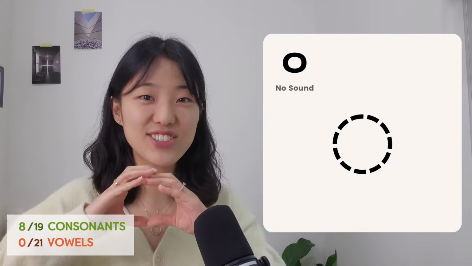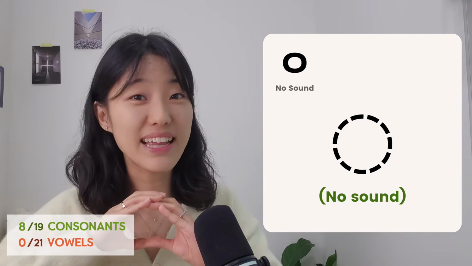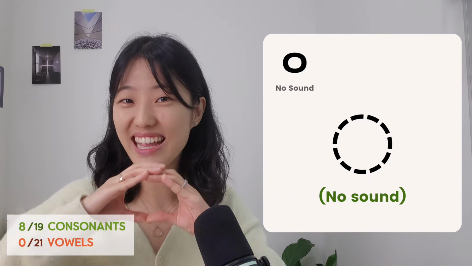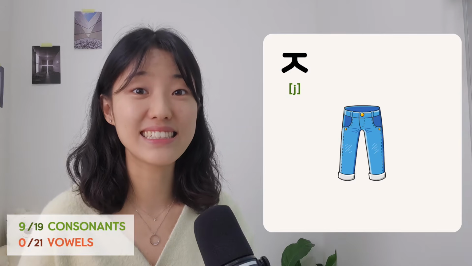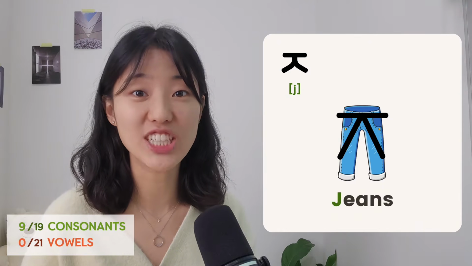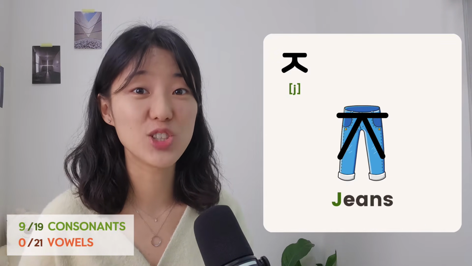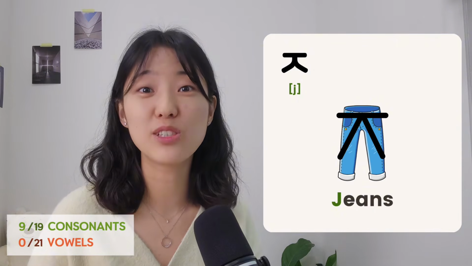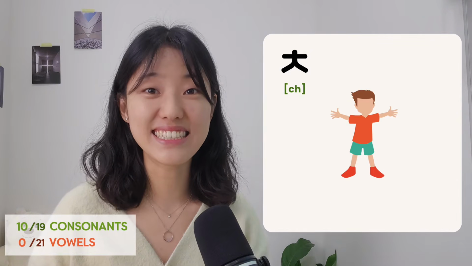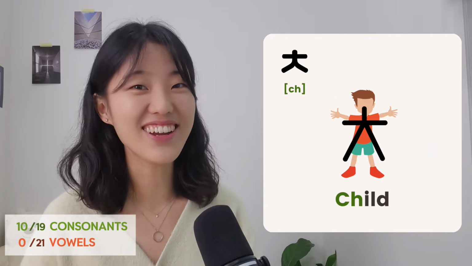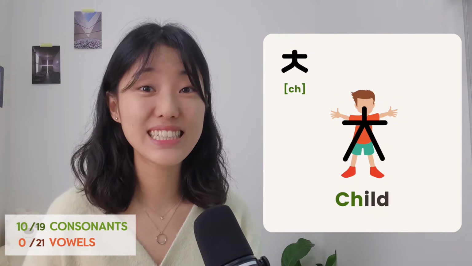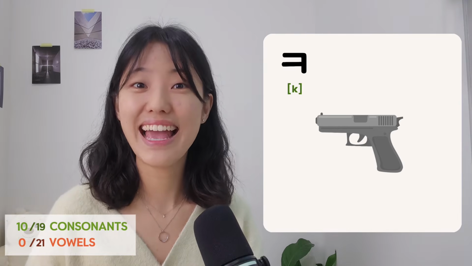This one is a special letter. It's a circular shape with no sound. It's like a placeholder. Empty. No sound. 즈 from jeans. 치 from child.